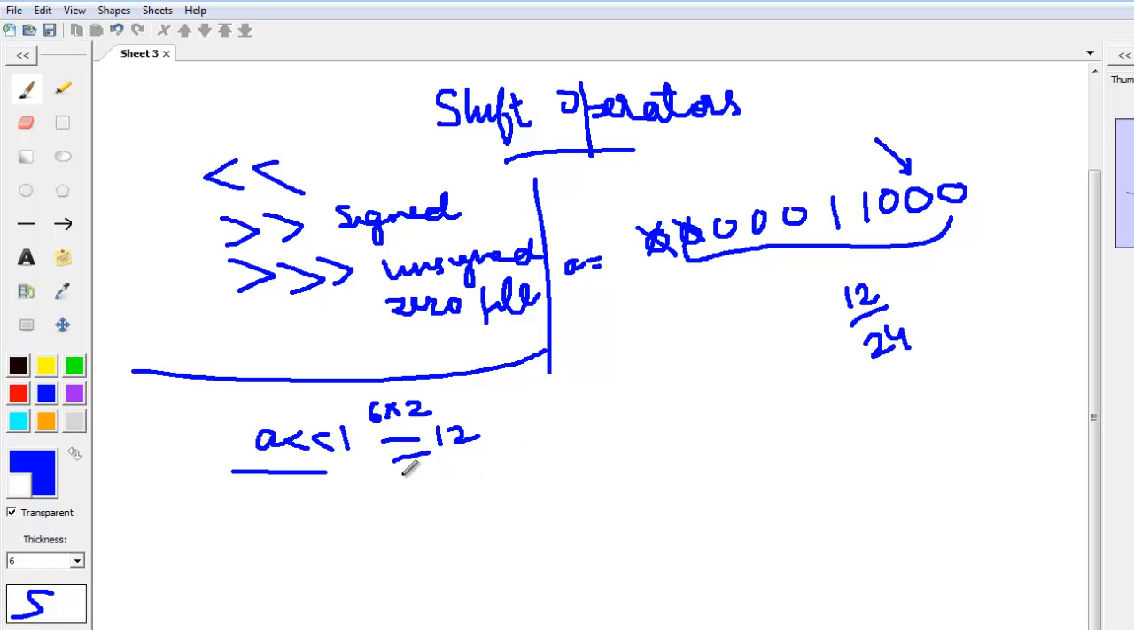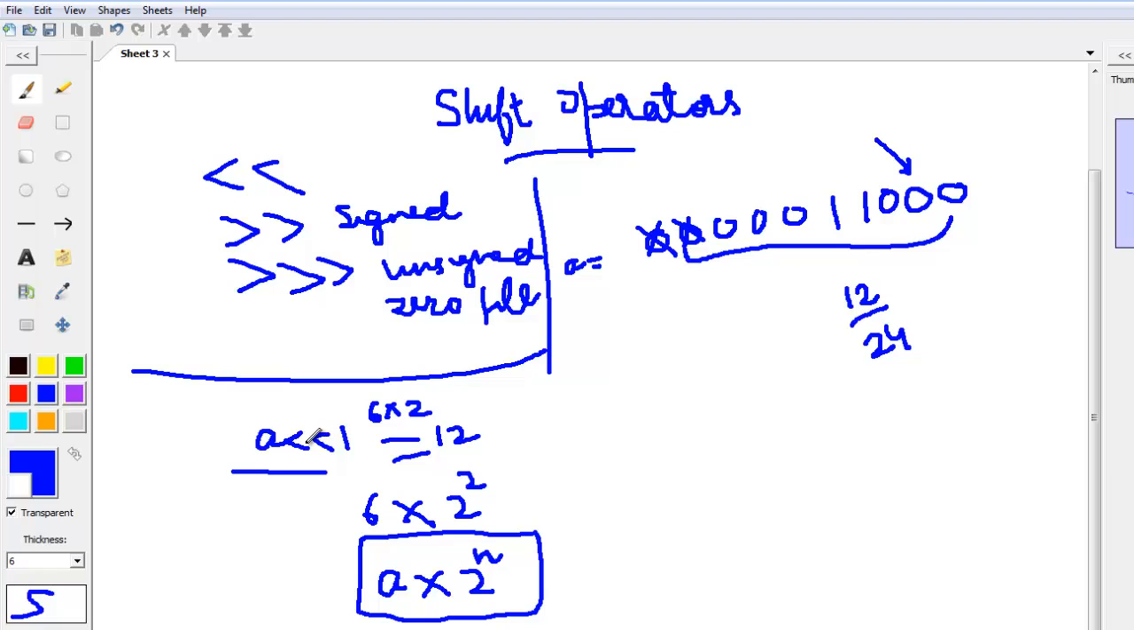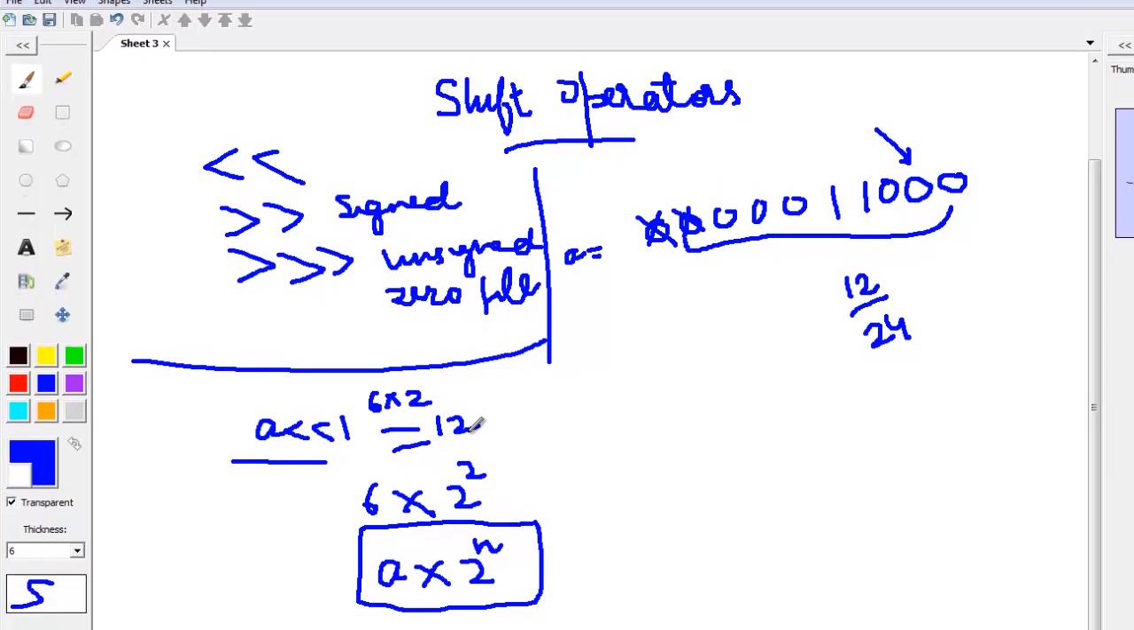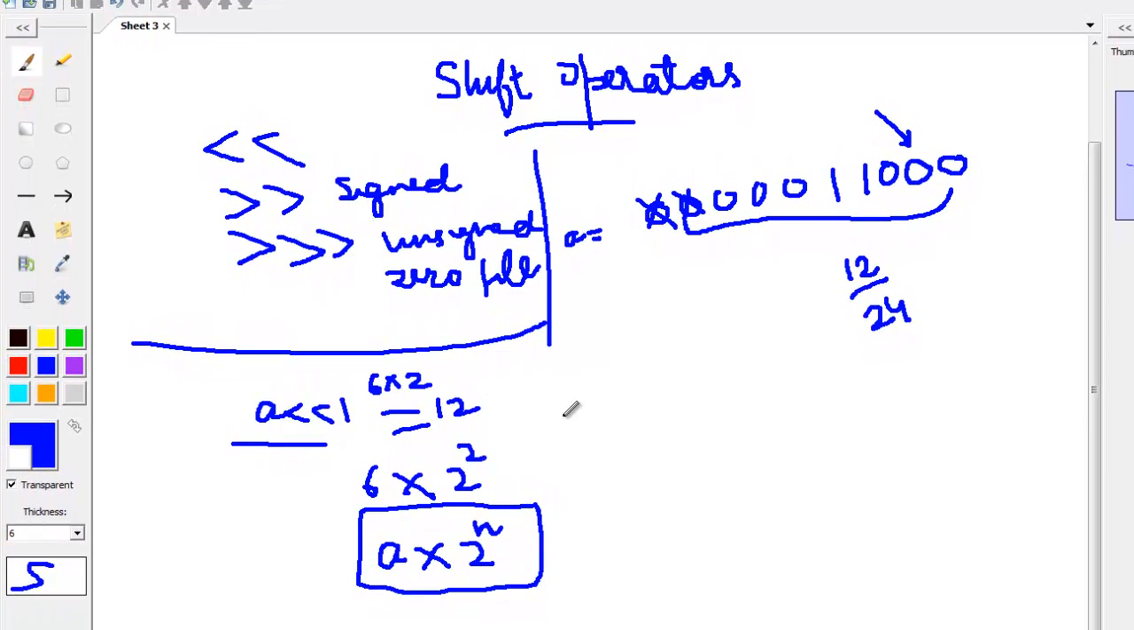So this becomes 6 into 2 to power 2. So how many positions you shift a number, that will become the number multiplied by 2 to the power the number of times you are shifting the number. So every shift leads to a multiplication by 2. So in case you shift 3 times, this will become A into 2 to power 3.